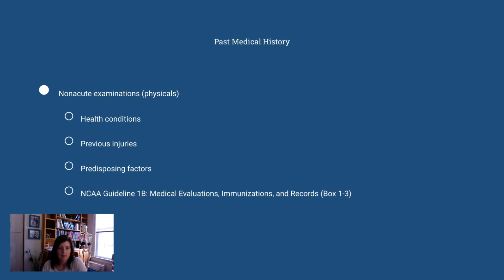And again, this is past medical history specific to non-acute, not on-field examinations. This is going to be more clinic-based, but you're going to want to know previous injuries, any sort of previous surgeries, any relevant family history, like connective tissue disorders, or things like that, and any kind of health condition that might affect your patient at that point in time, or that maybe has affected them in the past.